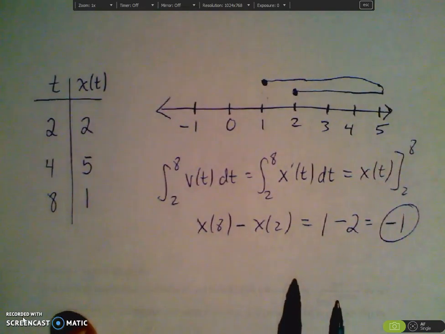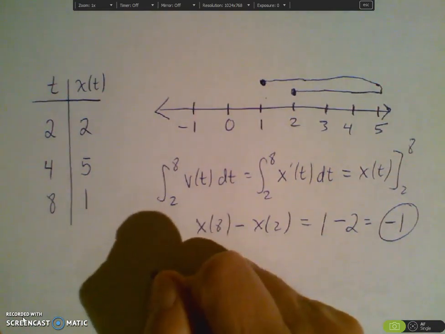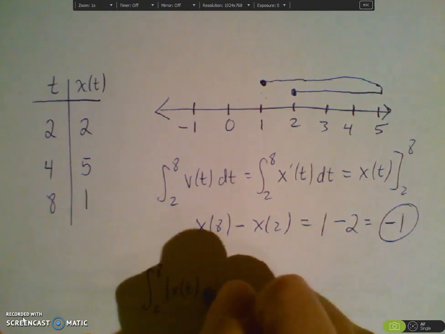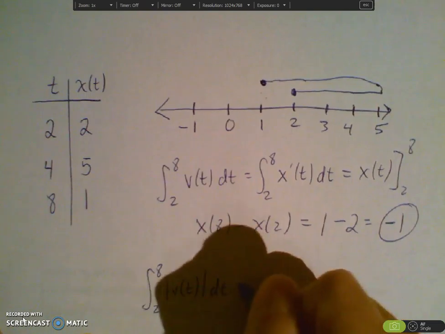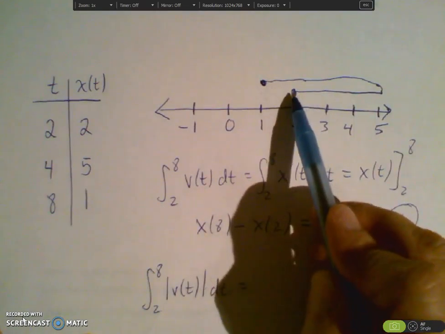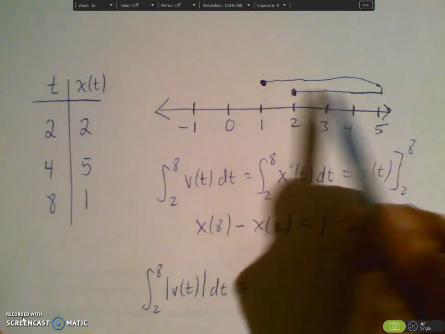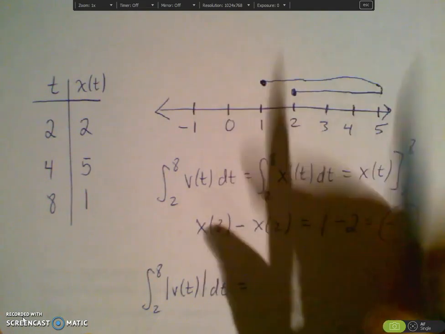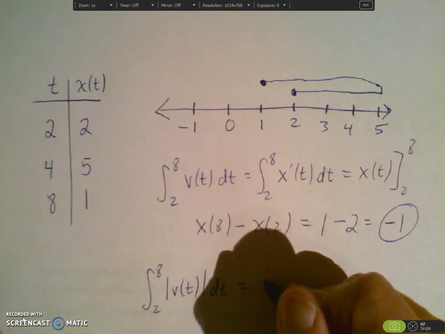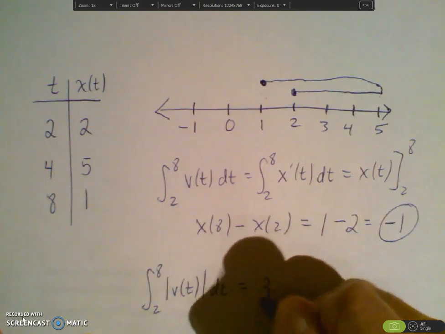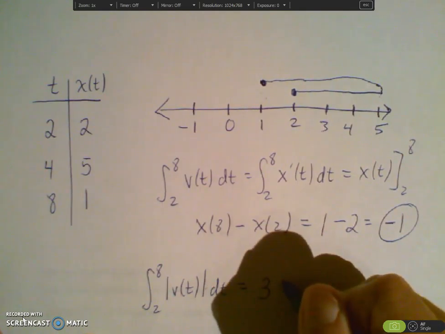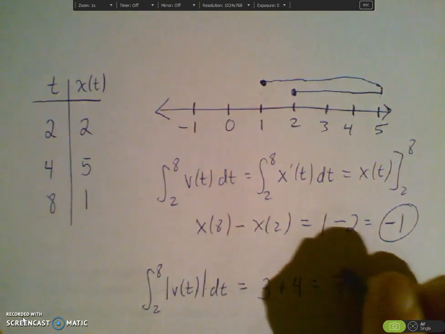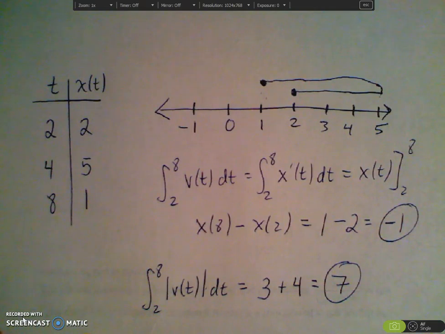On the other hand, if we were to integrate from 2 to 8 the absolute value of our velocity, we would get a rightward movement of 3 spaces and a leftward movement of 4 spaces. But we really don't care about the direction. The absolute value makes everything take on a positive value. So we would have 3 plus 4 equals 7. Our total distance traveled is 7 spaces.